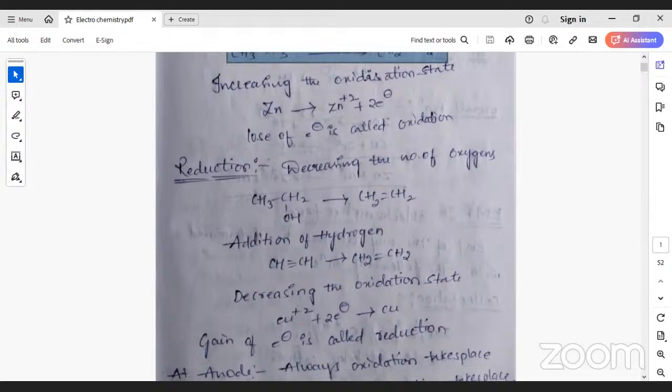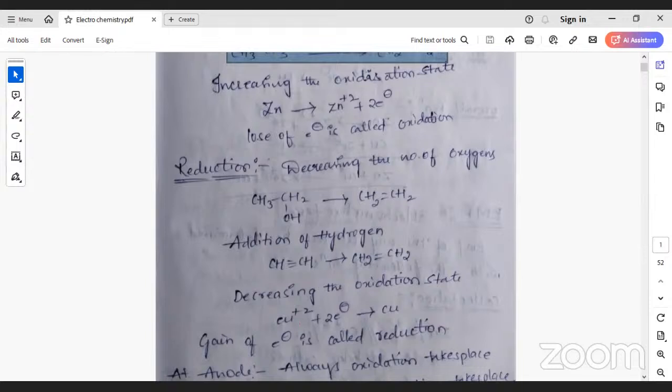And at the anode, oxidation always takes place. Whenever we are discussing electrodes in electrochemistry, the anode is where oxidation will always take place. At the cathode, reduction will always take place, right?